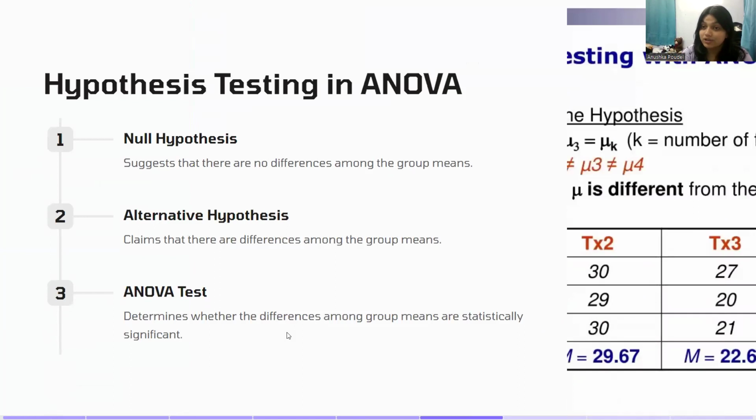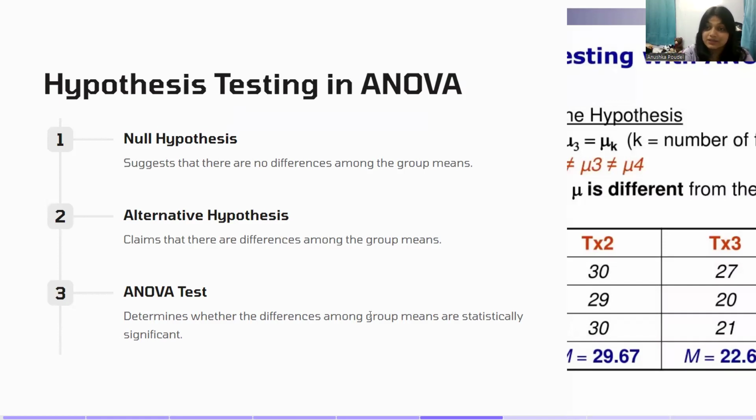Now let's look at hypothesis testing. In ANOVA, we have two types of hypotheses that we need to assume. Number one is the null hypothesis, which suggests that there is no difference among the group means. That means the mean of group 1 is equal to group 2, is equal to group 3, and so on. We make this hypothesis in order to find out whether there is a significant difference or not.